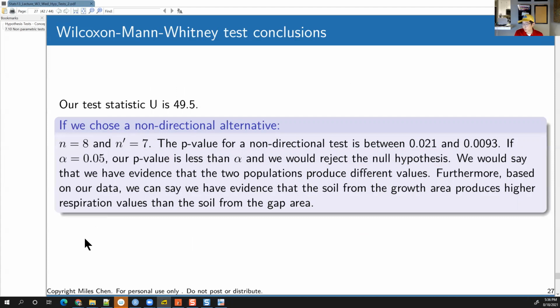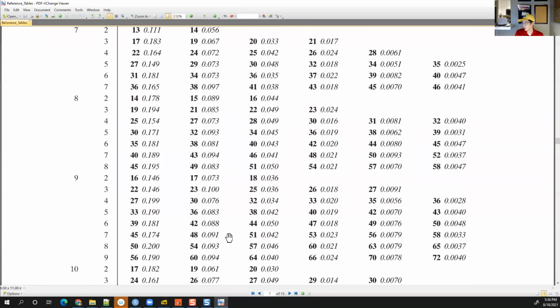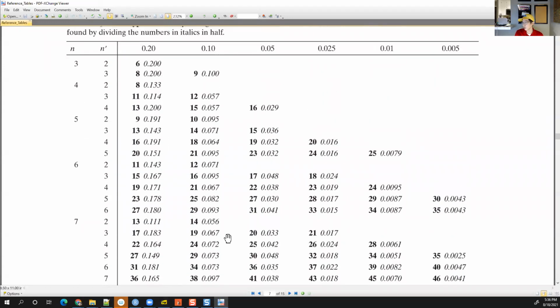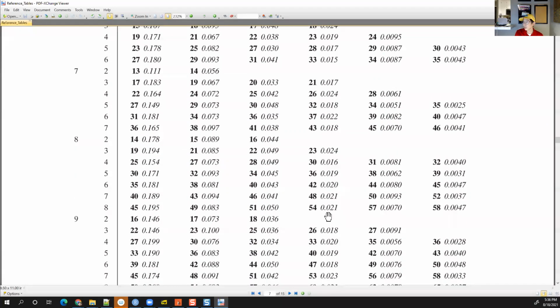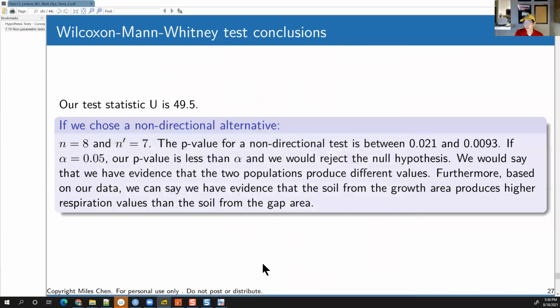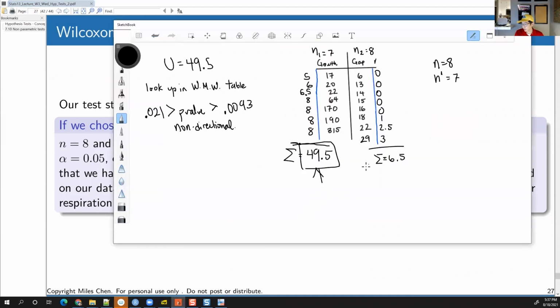Do we not use the 6.5? The table in our textbook uses the large number and we get 49.5. There are tables in different textbooks that use the smaller one, so it depends how the table was set up. Our table is set up to use the large values, so we're going to use the 49.5. But 6.5 is a number as well, and if you have a different Wilcoxon-Mann-Whitney table, you might use the 6.5. But in our case, we use the 49.5.